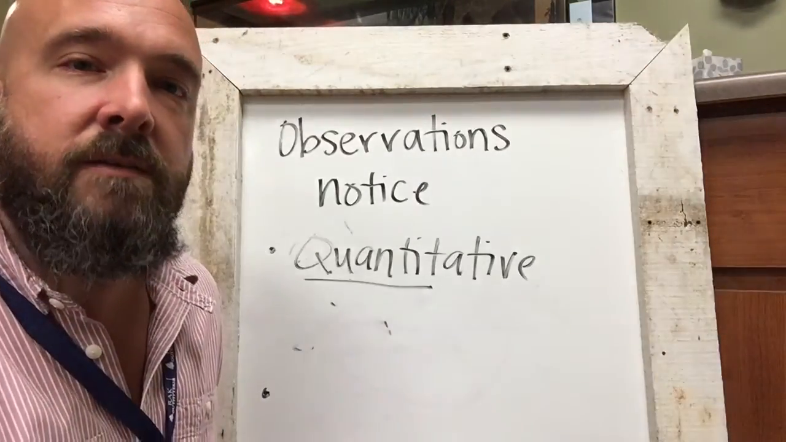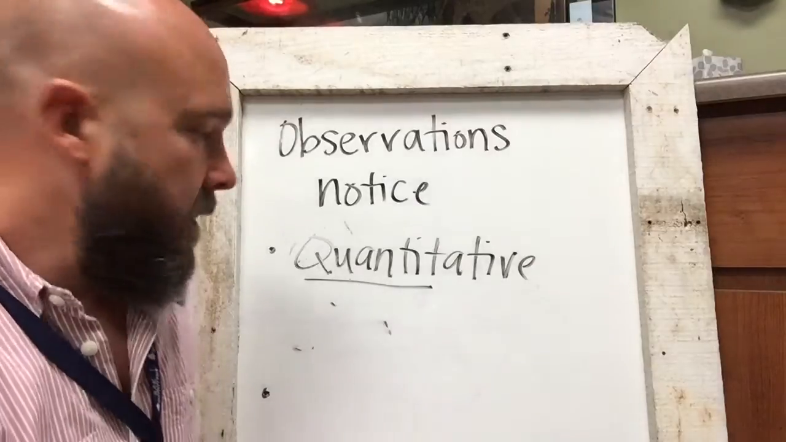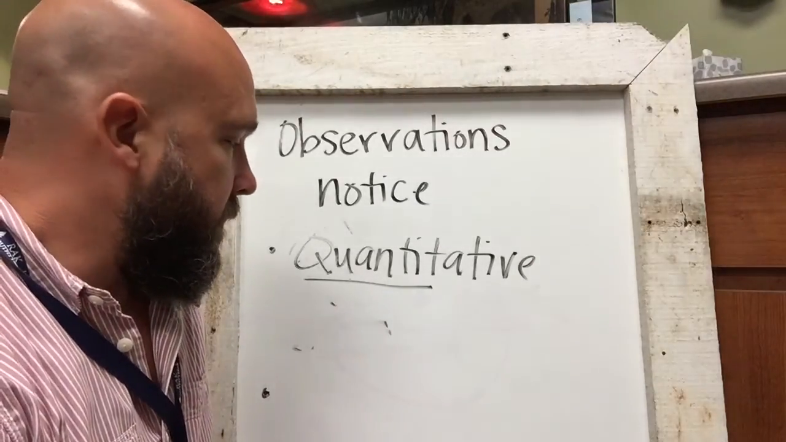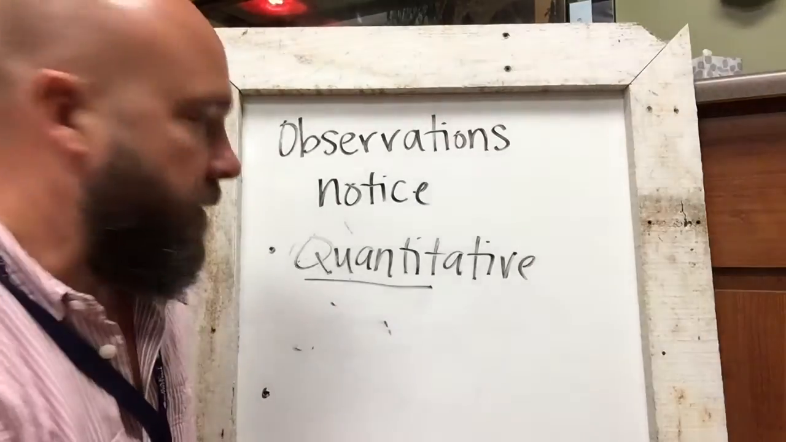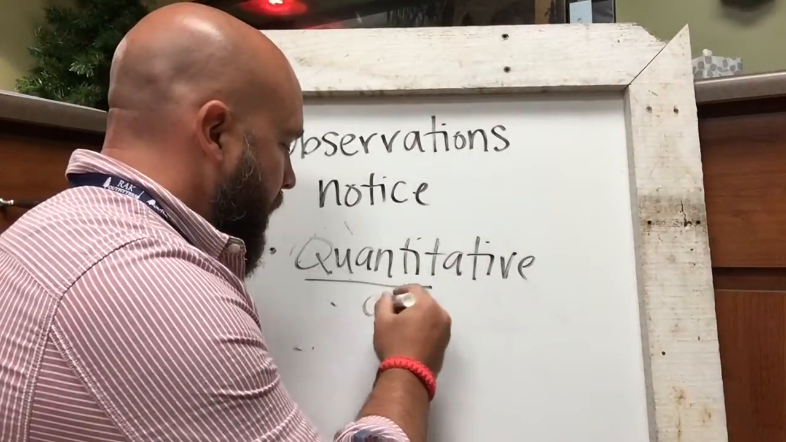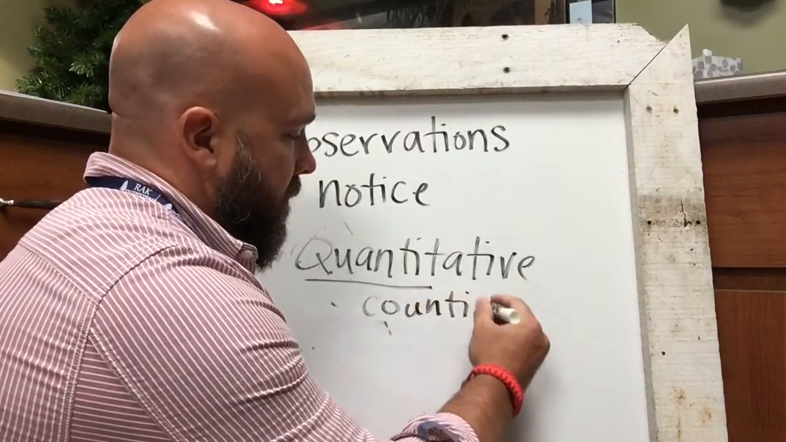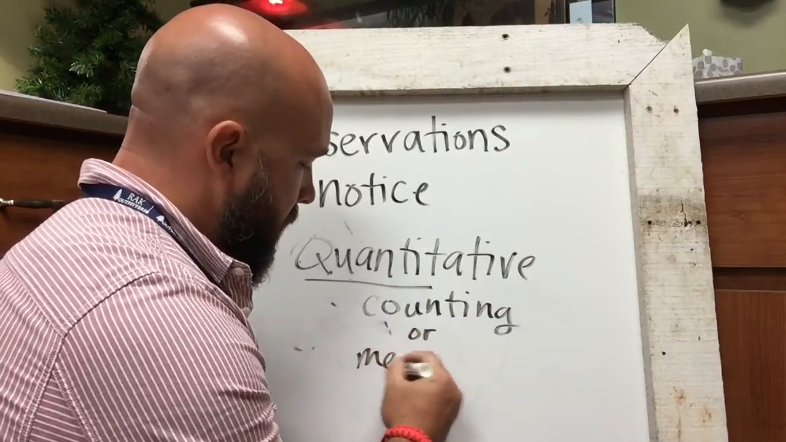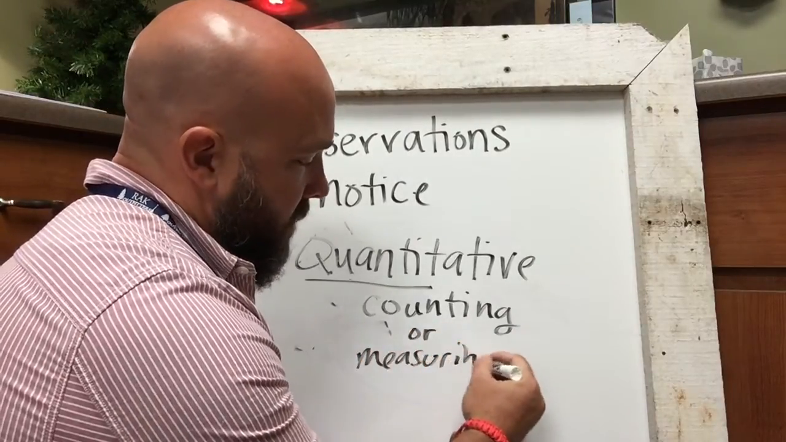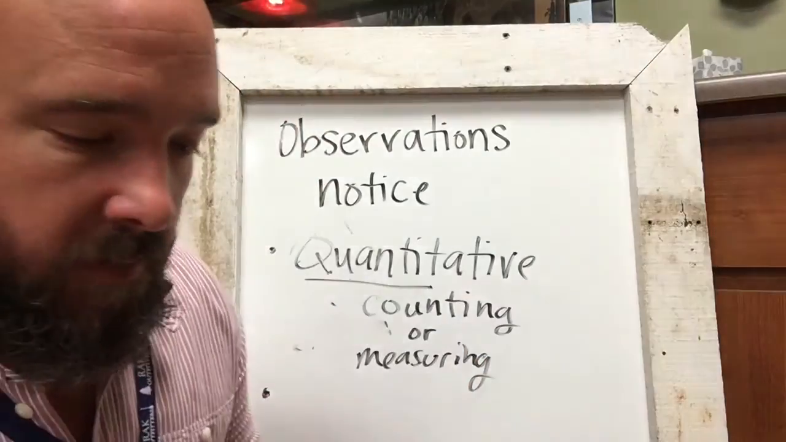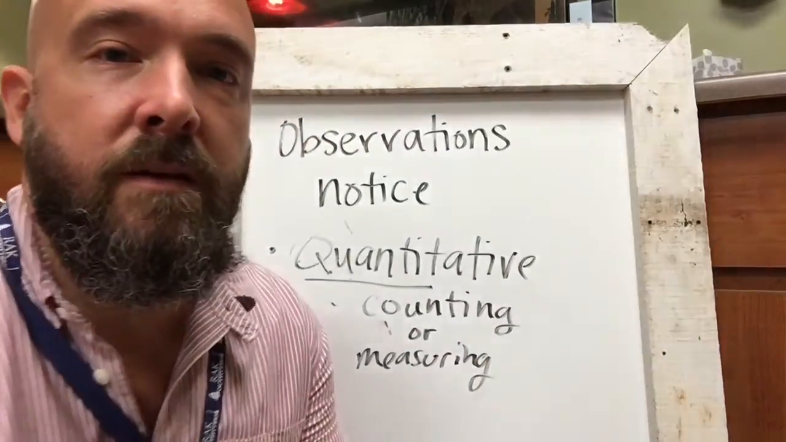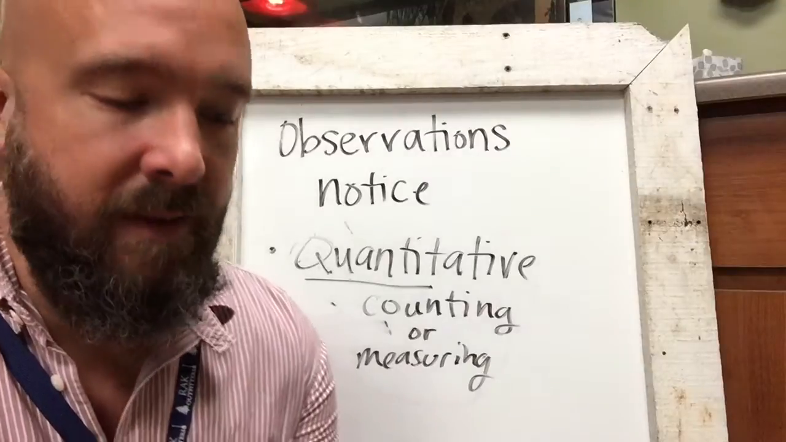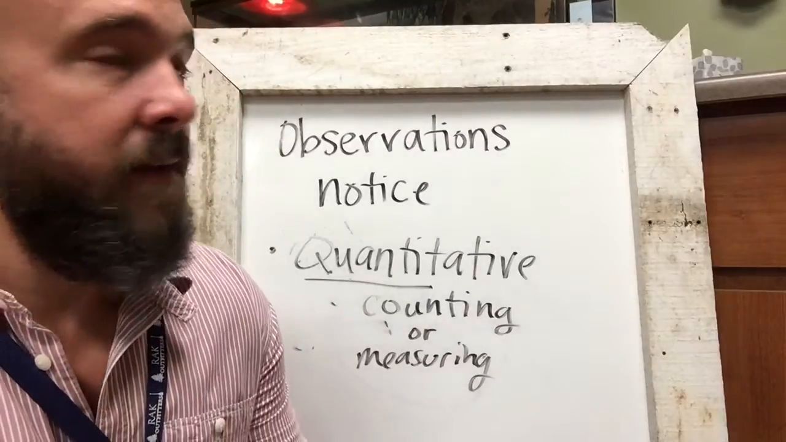So obviously these are going to be observations that you make that require you to use numbers when you record them. These can be made by either counting or measuring. So last week when we did our measurement labs, you didn't know it, but you were making quantitative observations which produce quantitative data.